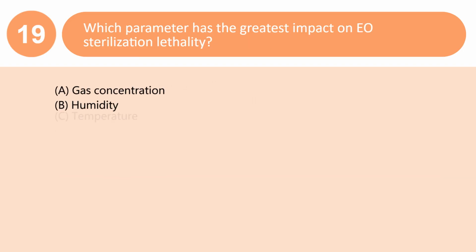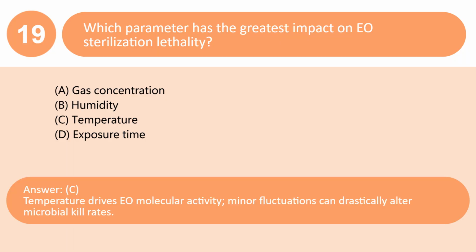Which parameter has the greatest impact on EO sterilization lethality? A. Gas concentration. B. Humidity. C. Temperature. D. Exposure time. Answer: C. Temperature drives EO molecular activity. Minor fluctuations can drastically alter microbial kill rates.